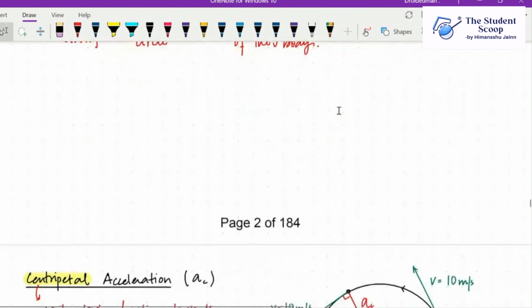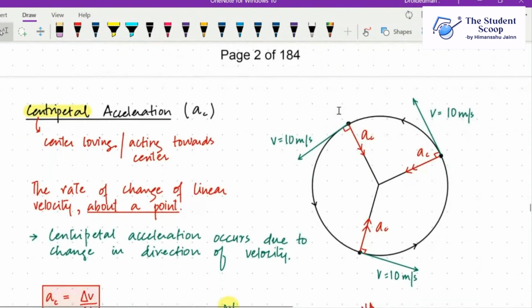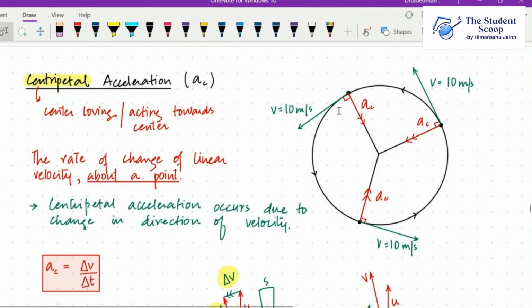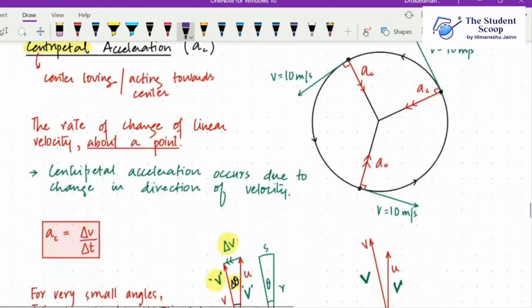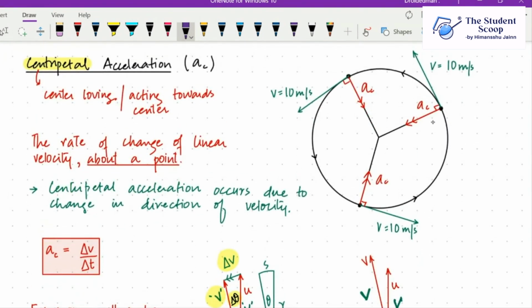Then we have another thing: whenever an object performs a circular motion, there is a chance that it will have a centripetal acceleration in most cases, because even if the object has a constant speed, there will still be an acceleration towards the center. Now, why is that? Because acceleration is defined as the rate of change of velocity, and velocity, being a vector quantity, has two things. It has direction.